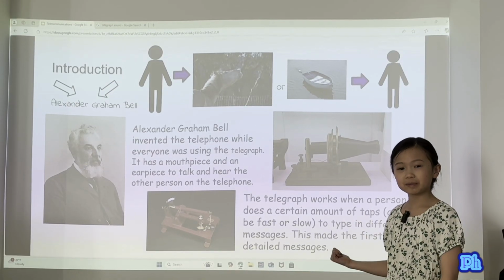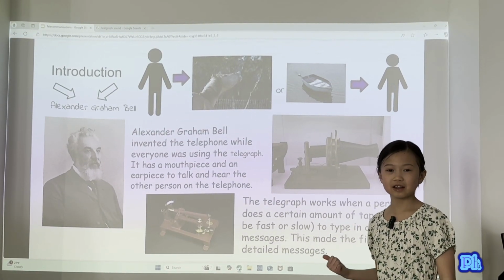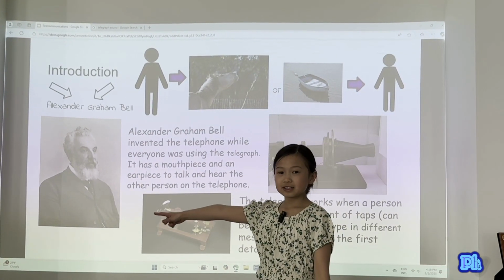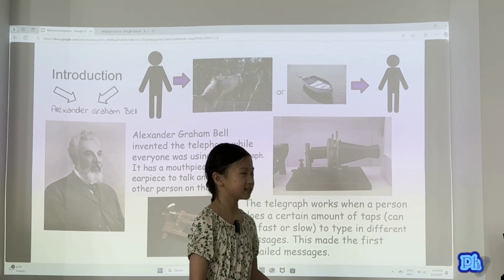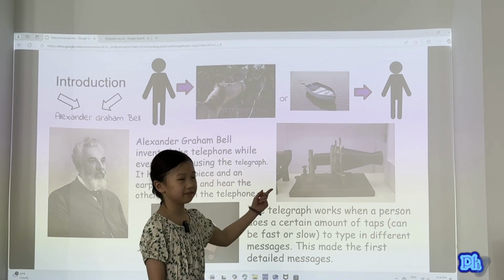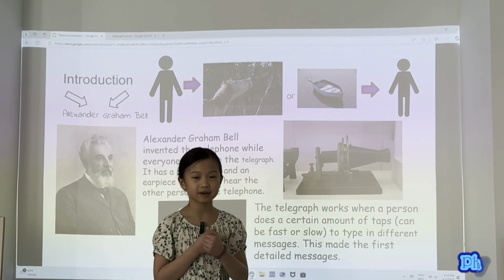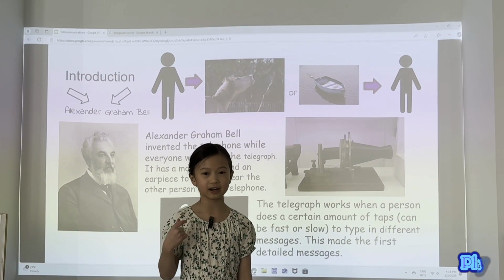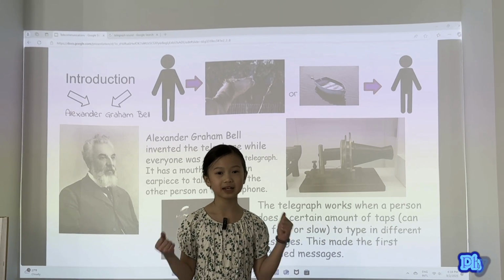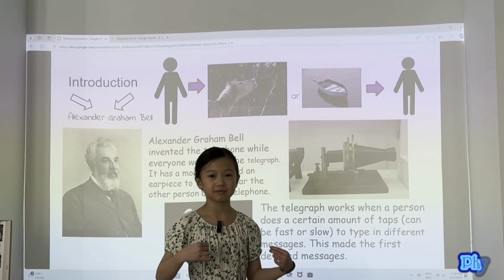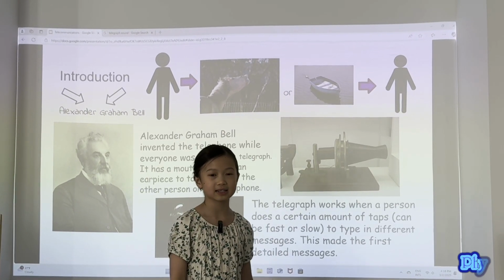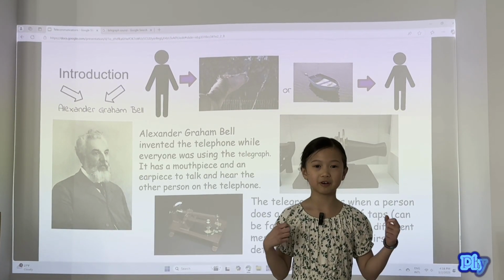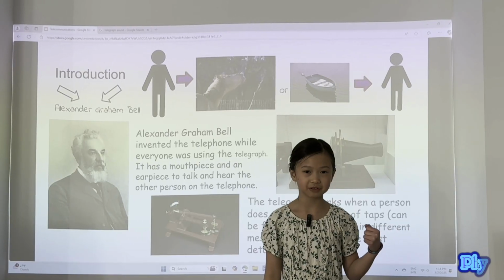But when other people were using the telegraph, Alexander Graham Bell was working on one of his new inventions. It was the telephone. One of the first telephones looked like this. It had an earpiece and a mouthpiece to hear and talk, but it was also really hard to communicate with other people because you had to use the wire, and other people had to be on the phone too.